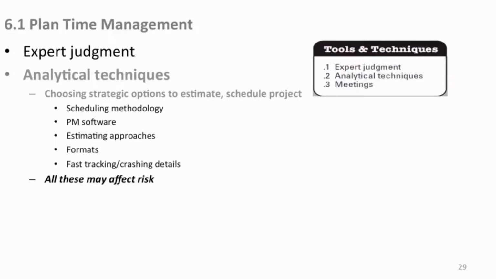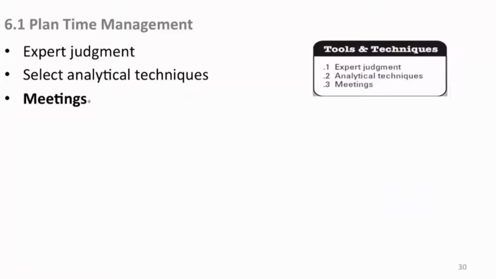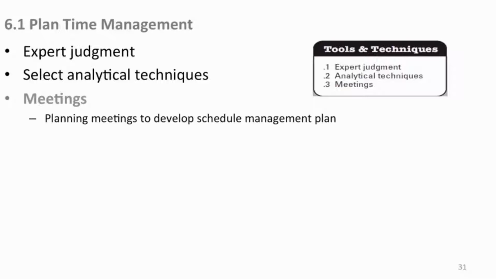And all these affect risk. What you decide here has certain risk components, and you want to put those in your risk management plan and your risk register. Of course, as you're fleshing all this out and making all these decisions and creating your time management plan, you will have meetings. So planning meetings to develop the schedule management plan. You want to make sure everybody's on board because they're going to have to comply within the bounds of your plan when you actually start producing your schedule and managing it.